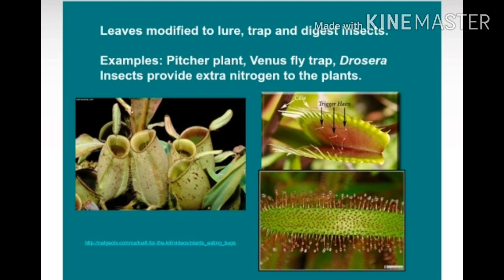Besides this, leaves of some plants store extra food and are eaten as vegetables. For example, spinach, cabbage, etc. are the leaves that we eat as food.